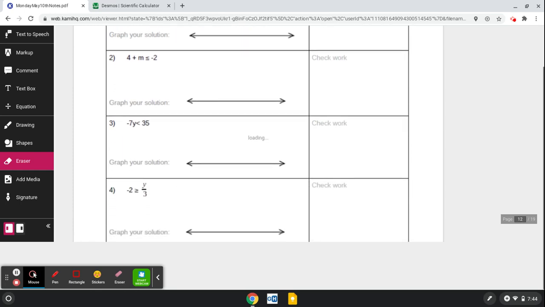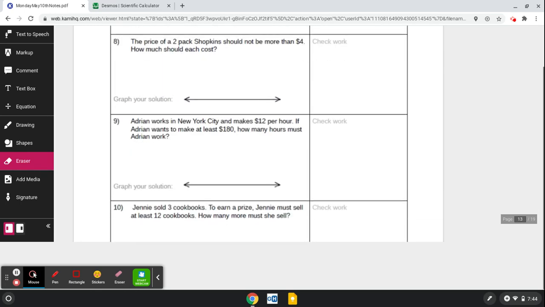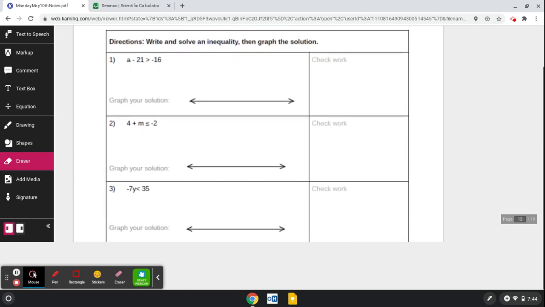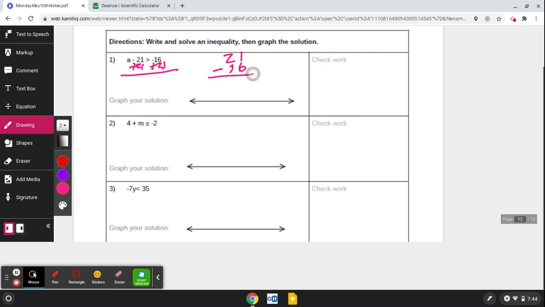Okay, so now you have 10 problems to do. Okay, some of them are word problems, some of them are not. Look, you have room. You have to check your work. Okay, so what's the opposite of subtracting? Adding 21. Add 21. Now those are different signs, so I have to take 21 and subtract 16 from it to get 5. So A is greater than 5.